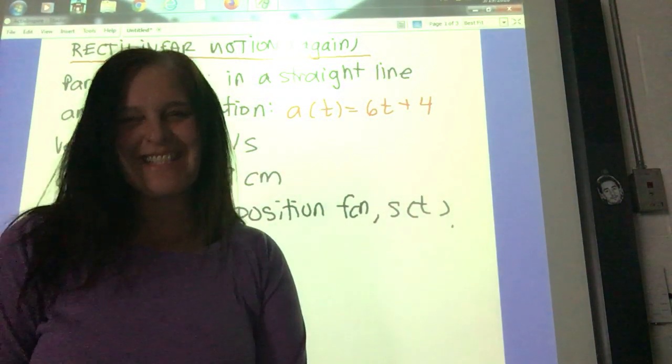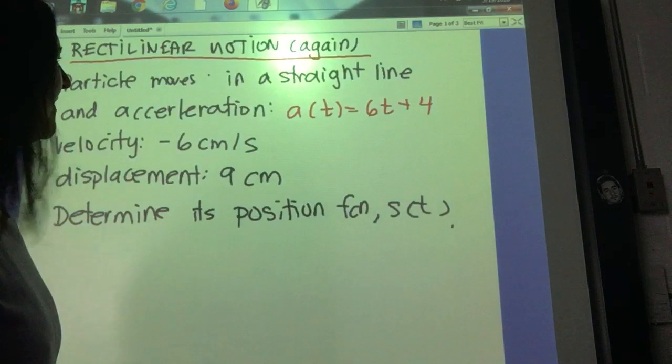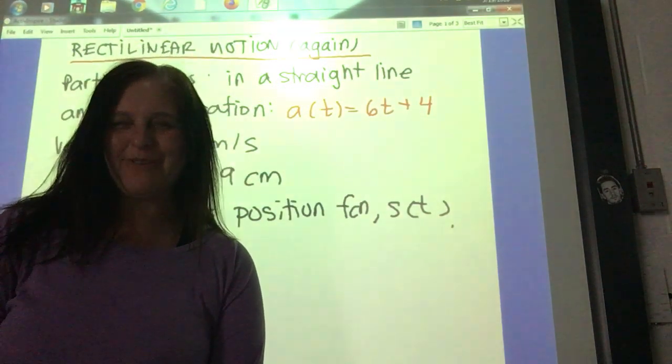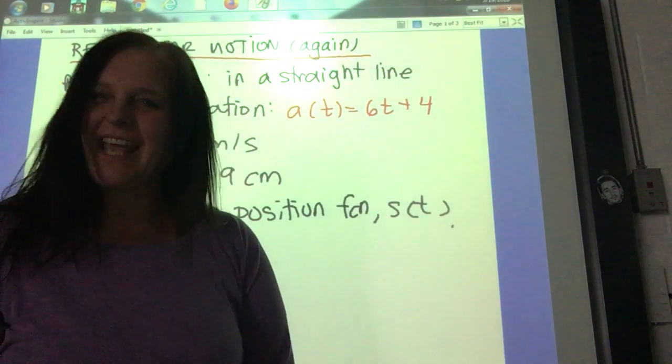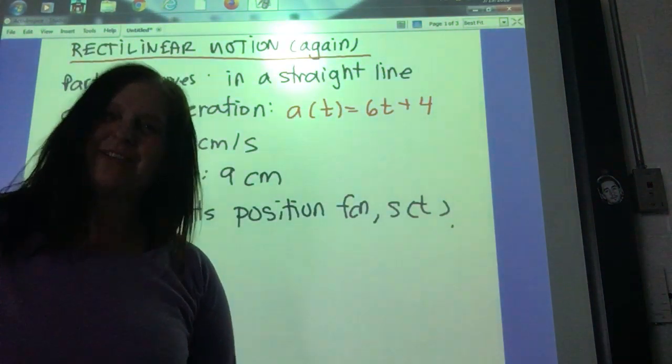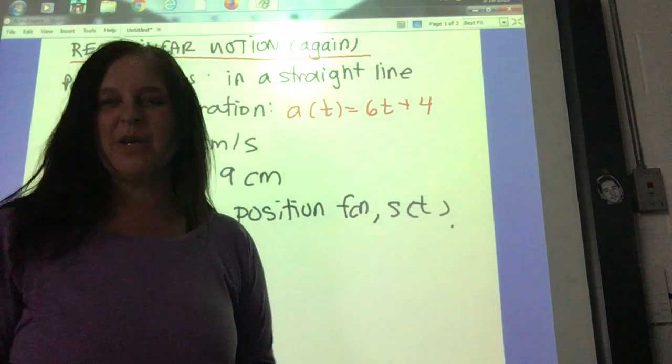Welcome to our final lesson in this calculus course, rectilinear motion. What's old is new again. We've already done this topic, so why are we doing it again if we've covered it? Well, we're doing the reverse. The first time we encountered this topic, we were talking about derivatives.